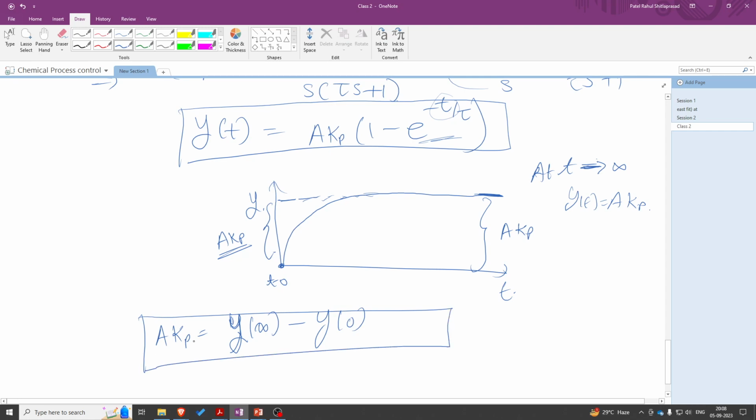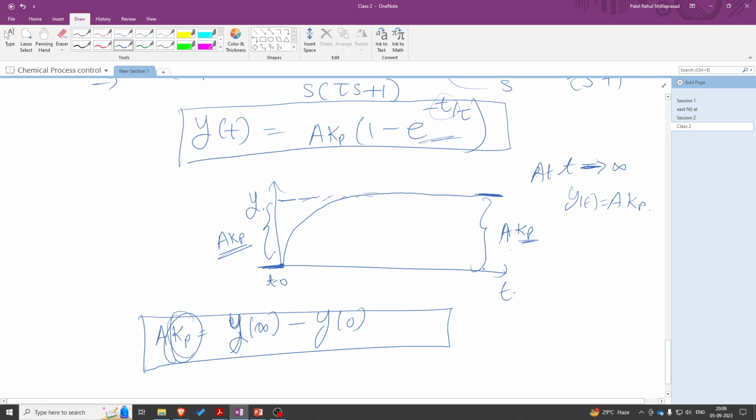So on the basis of this, we can find the process parameter, that is Kp, that we are calling process gain. So when we say process gain, that means if my output was at 0 and I introduce a step change of any magnitude, then the gain in the output will be of the magnitude of Kp. If the magnitude of the step change is A, then the magnitude of the gain will be A times Kp. So that is why we call this process gain.